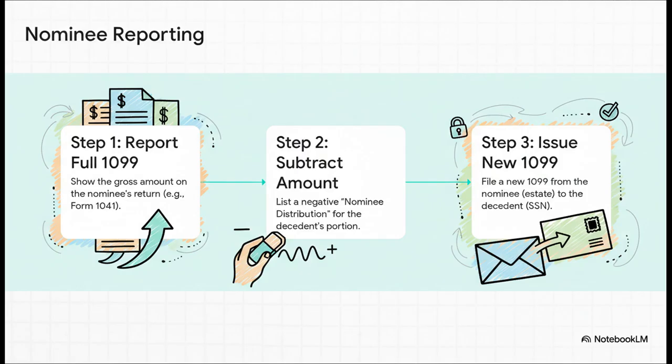It's crucial. Step 1, you report the full amount from that messy 1099 right on the trust's tax return, the Form 1041. Step 2, on that same return, you back it out. You subtract the portion that belongs to the decedent as a negative line item called a nominee distribution. And finally, step 3, you, from the estate or trust, issue a new, correct Form 1099 back to the decedent. This creates the perfect paper trail for the IRS.